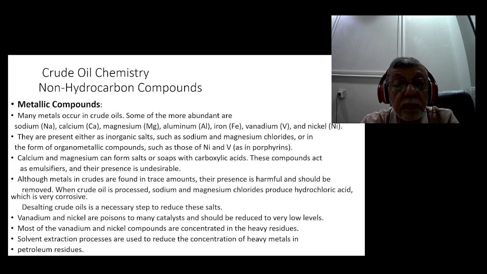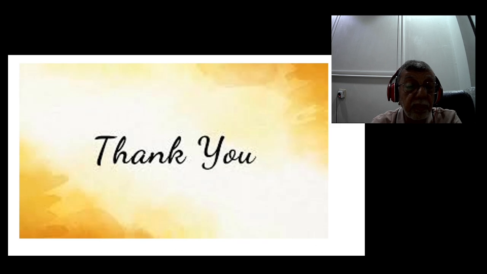Although metals in crude oil are found in trace amounts, their presence is harmful and they should be removed. When crude oil is processed, sodium and magnesium chloride produce hydrochloric acid, which is very corrosive. Desalting crude oil is a necessary step to reduce this salt. Vanadium and nickel are poisonous to many catalysts and should be reduced to very low levels. Most of the vanadium and nickel compounds are concentrated in the heavy residue. Solvent extraction processes are used to reduce the concentration of heavy metals in petroleum residue.